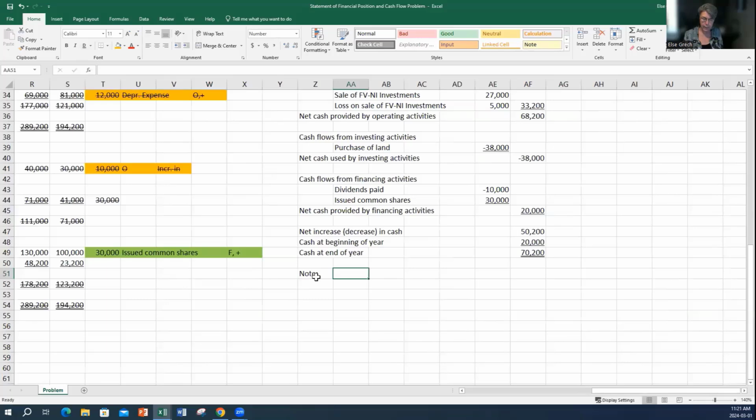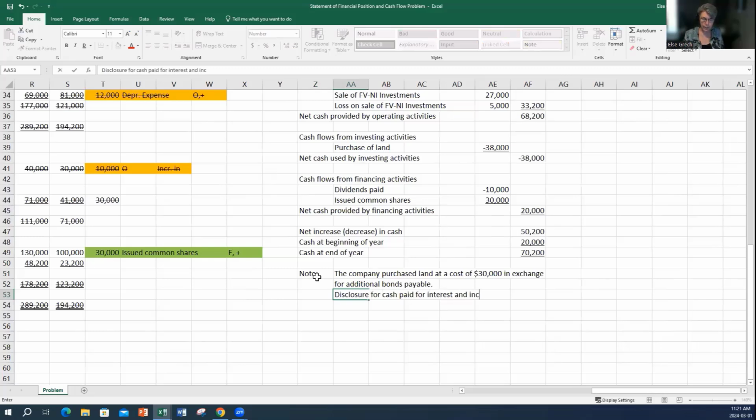Now, the only thing we have to do is we have to do a note. So we would say the company purchased land at a cost of 30,000 in exchange for additional bonds payable. And we should also note disclosure for cash paid for interest and income taxes would be noted at the bottom of the cash flow statement.